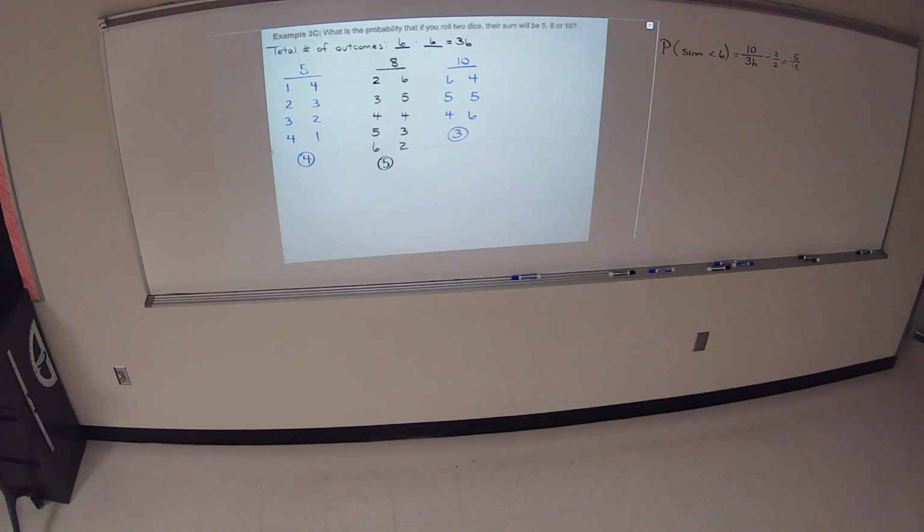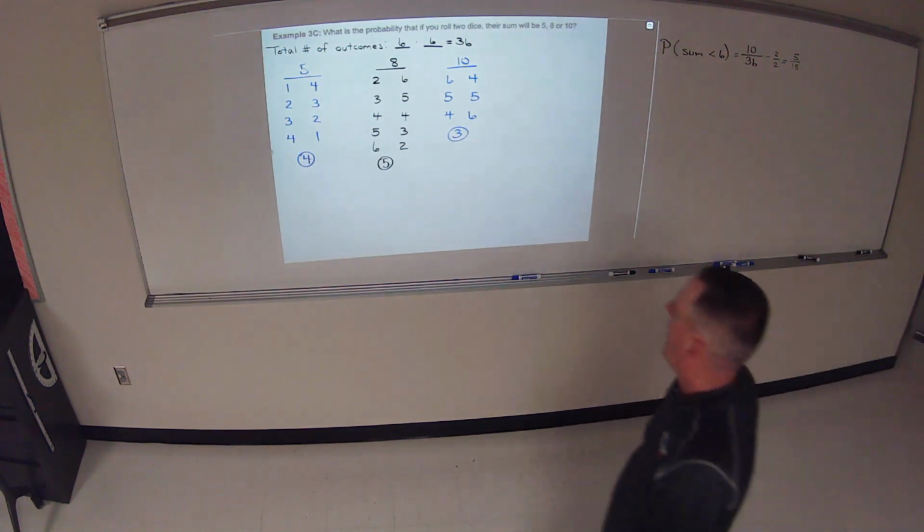Careful here, as I'm walking around, I'm seeing people with 1 and 9 making 10. Last I checked, we don't have a 9 on the die, do we? So, all right, I'm going to go ahead and go over this one. 5 I already did because 5 we did above, right? 1 and 4, 2 and 3, 3 and 2, 4 and 1.